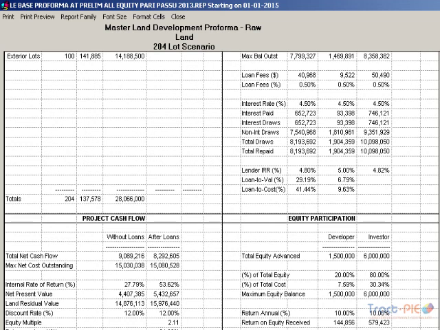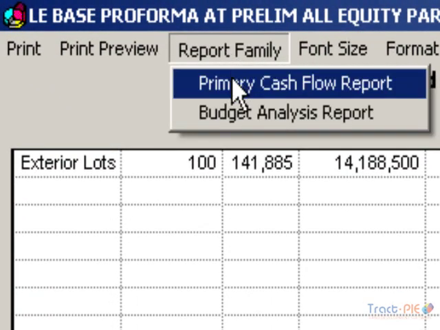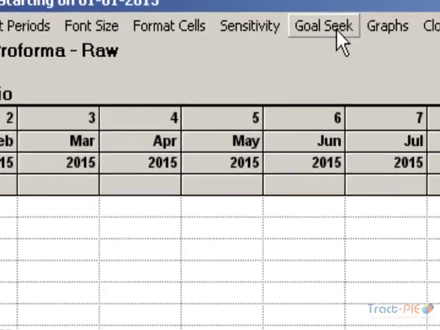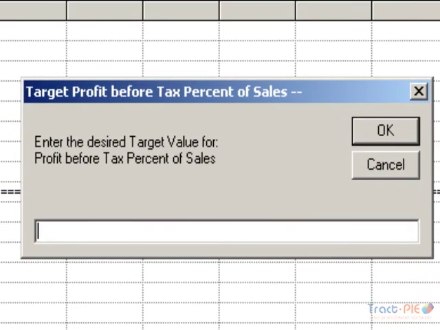Another powerful capability of the Land-PIE system is the goal-seeking function, which backs into the value of the land based upon attaining a targeted return, such as an internal rate of return or a profit margin. Let's come back here to the primary cash flow. We can go to goal seek. We can back into the land cost or land value based on a profit percentage.